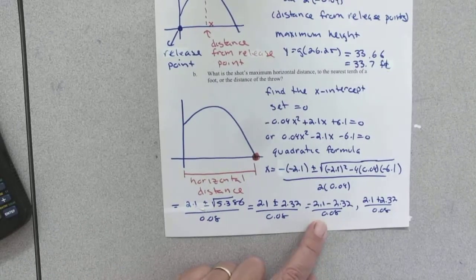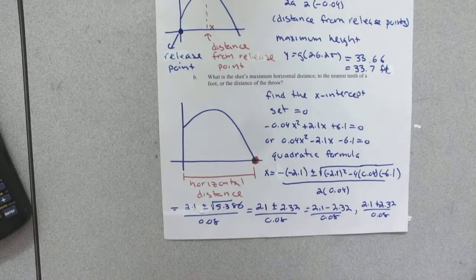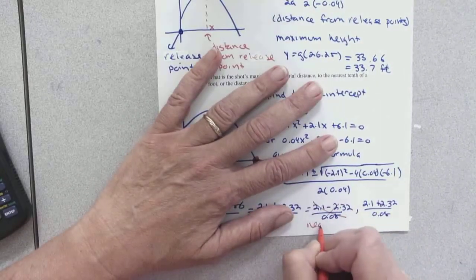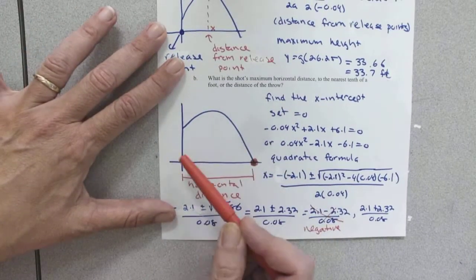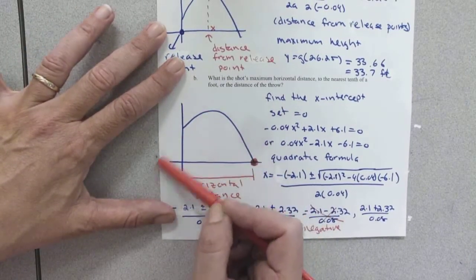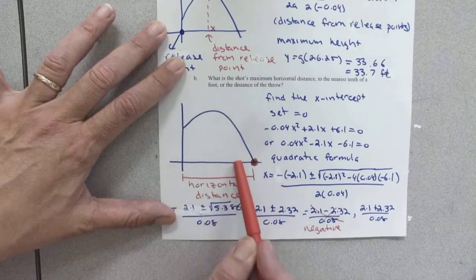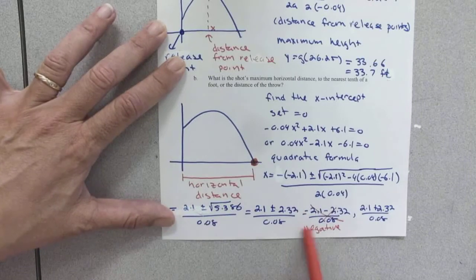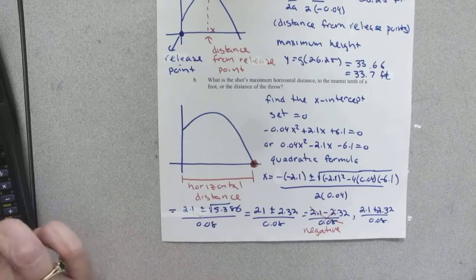This guy's negative, right? 2.1 minus 2.32, this guy's negative. And that doesn't make any sense in this problem. Now, if I were doing the whole parabola, that's the guy over here. But I'm not doing the whole parabola because this is just about someone throwing a shot put. So I only want this guy over here. So this guy's negative, so I reject that. And then I ask a calculator what that is.